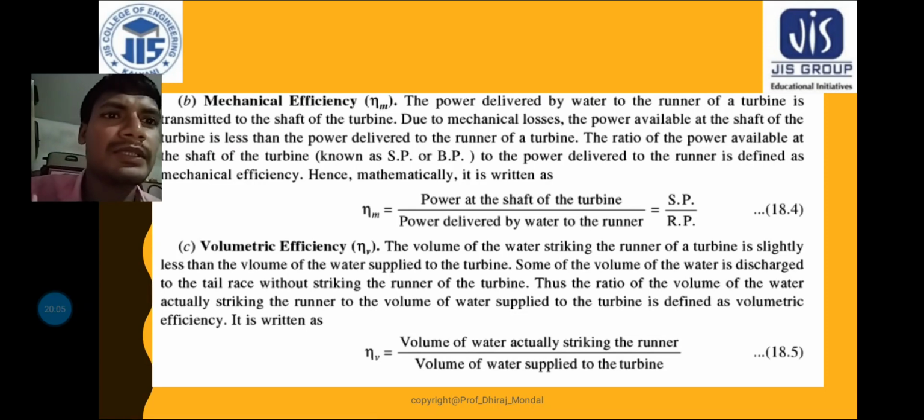Shaft power by runner power: in the shaft what we are getting is T omega, torque into rotational speed, and the runner power you have to calculate. And next is your volumetric efficiency.